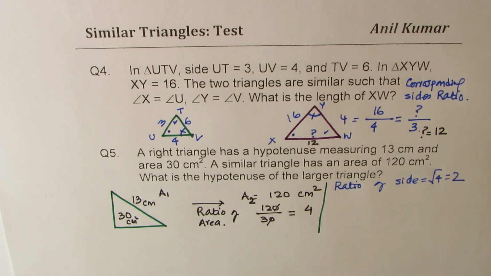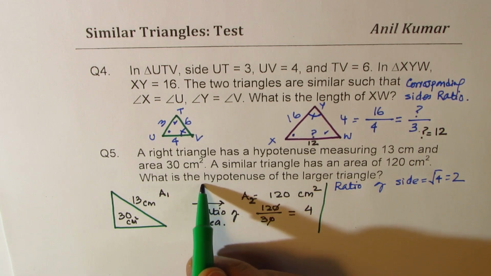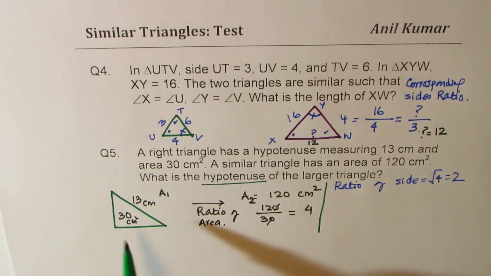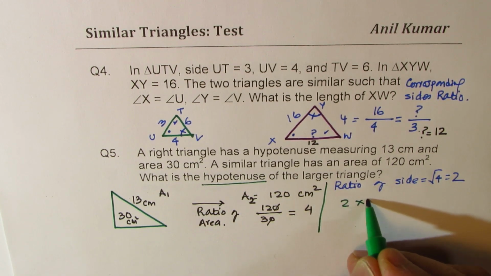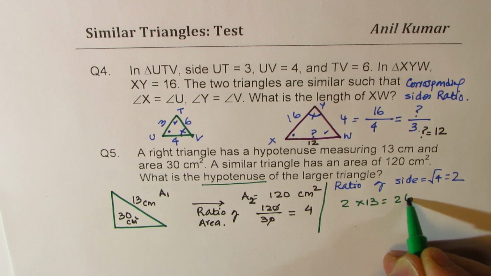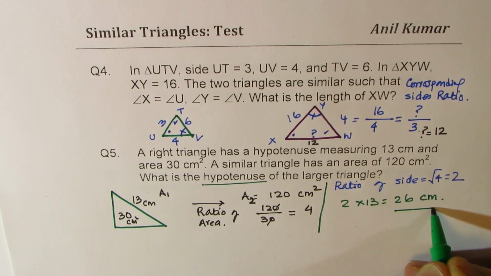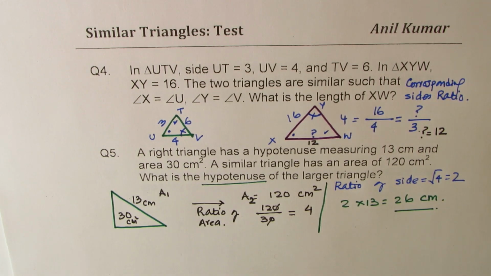So what is the hypotenuse? We need to find the hypotenuse of the second triangle. So it will be 2 times 13, which is 26 centimeters. Is that clear to you? Correct? So that is how you're going to solve it.